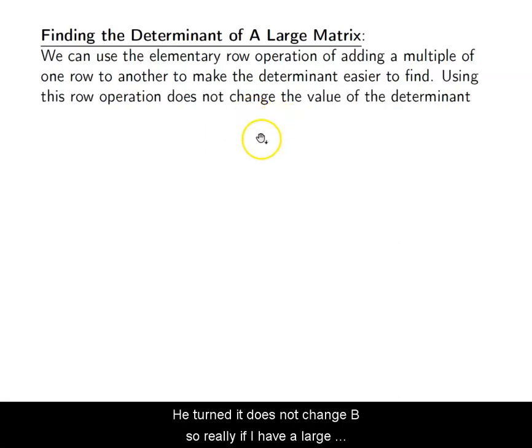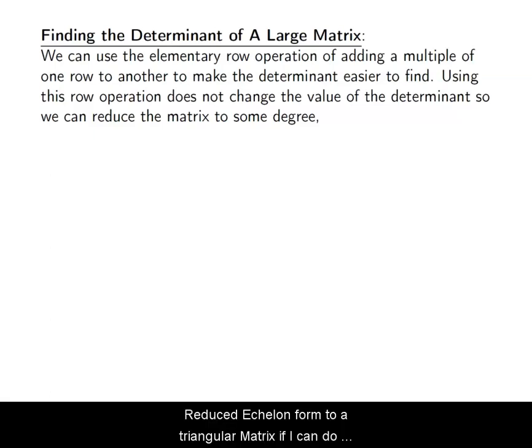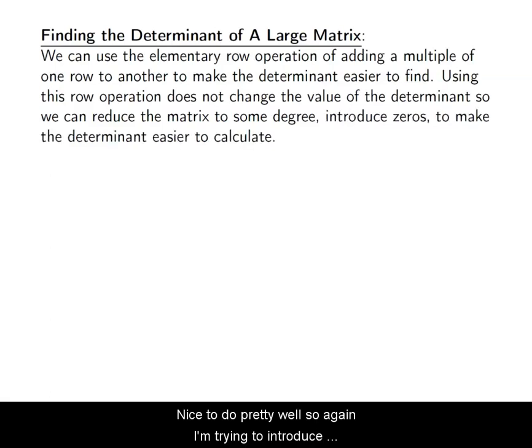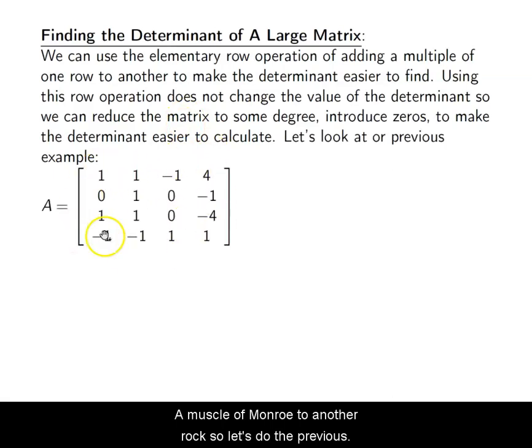So really, if I have a large matrix, what I want to do is try to reduce it as much as possible, to reduced echelon form, to a triangular matrix. If I can do that, there will be zeros everywhere. Okay? And as long as I can do that without swapping rows and without multiplying a row times a constant, I should do pretty well. So again, I'm trying to introduce zeros as much as I can by adding a multiple of one row to another row. So let's do the previous example that I did here.